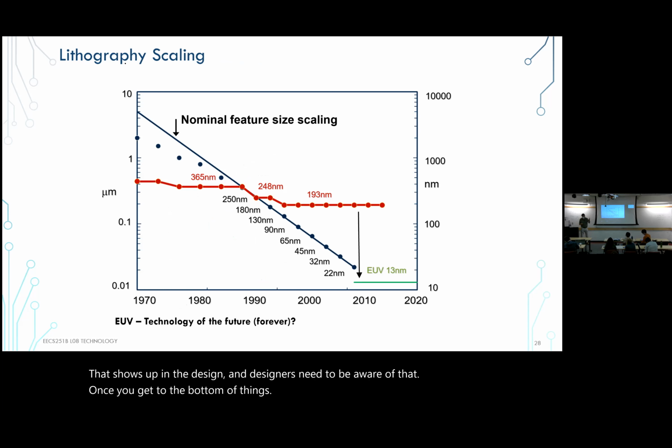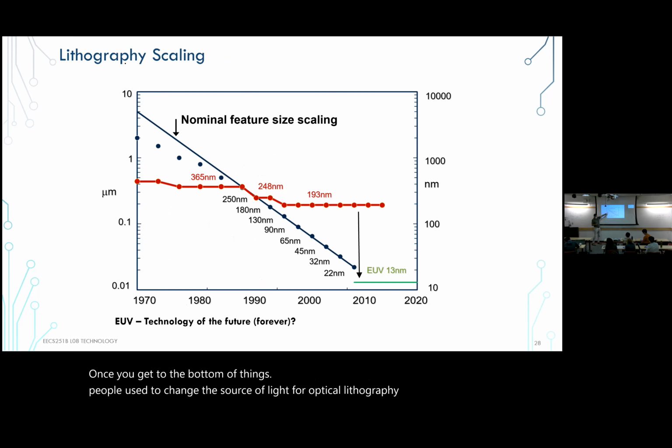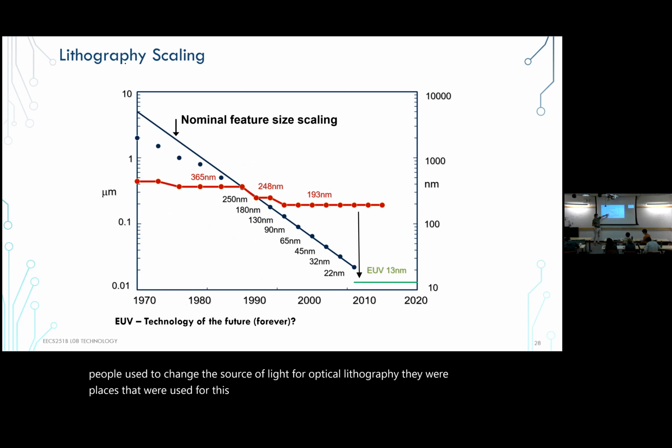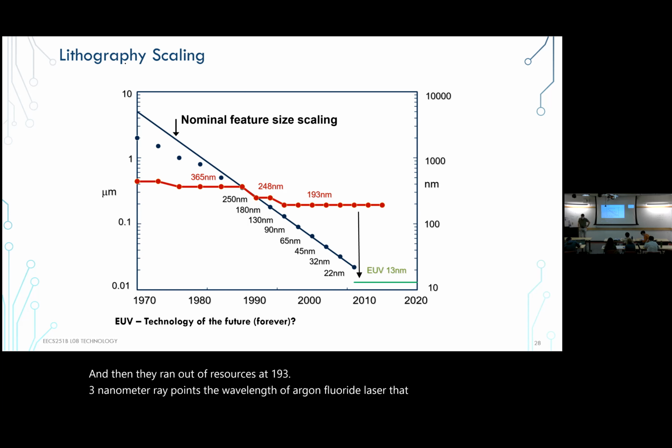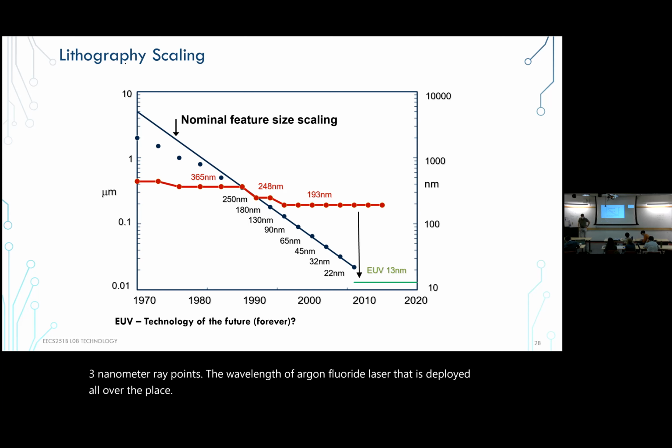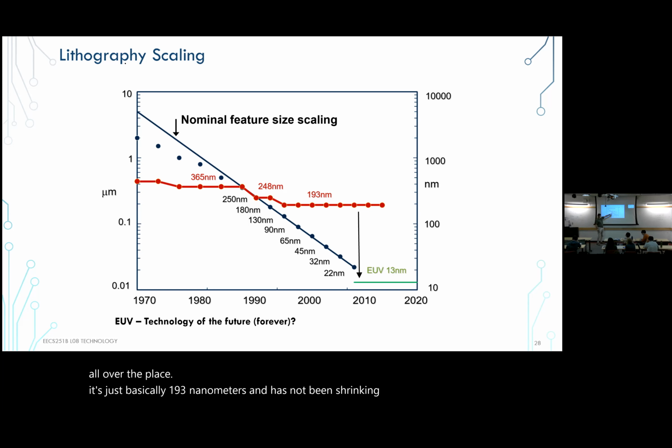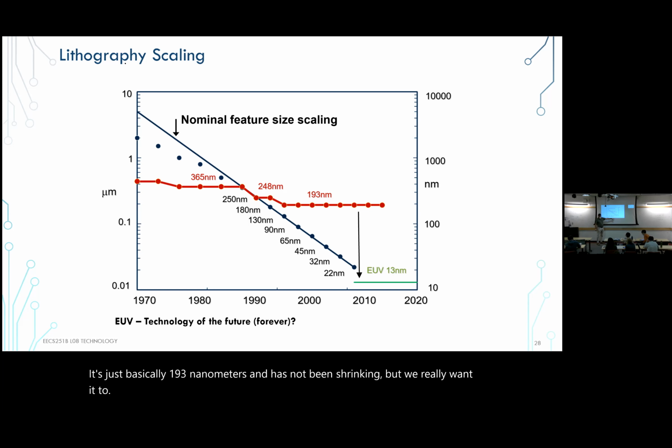People used to change the source of light for optical lithography. There were different lasers that were used for this scanning to shine the light to the mask. And then they ran out of resources at 193 nanometer wavelengths. The wavelength of the argon fluoride laser that is deployed all over the place is basically 193 nanometers and has not been shrinking. But we really wanted to shrink the sizes a bit.